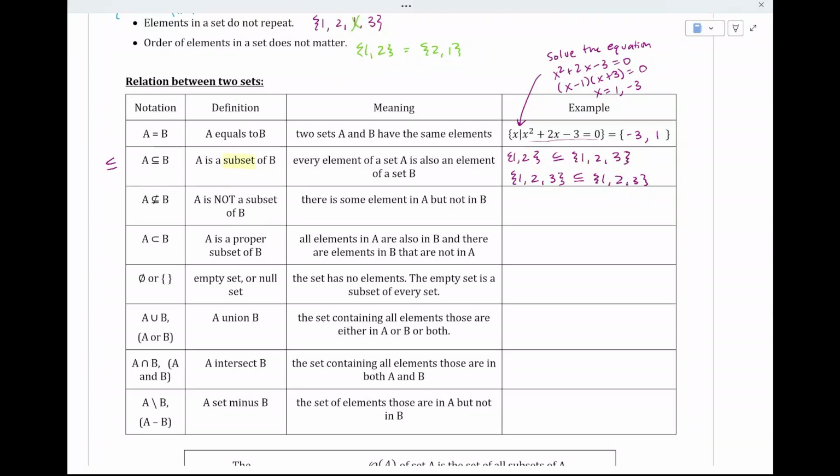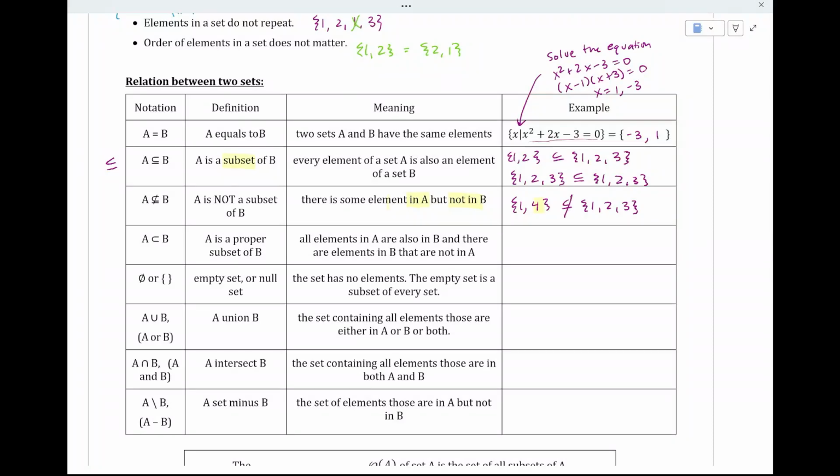Next up is that A is not a subset of B. So that means there's some element in A that's not in B. So I could do an example here. Let's do the set that contains 1 and 4. That is not a subset of the set that contains 1, 2, and 3, because there is an element in A, that's the 4, that's not in B. Oops, not a subset.